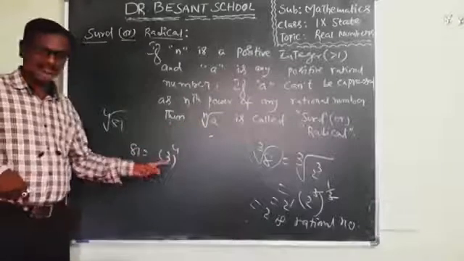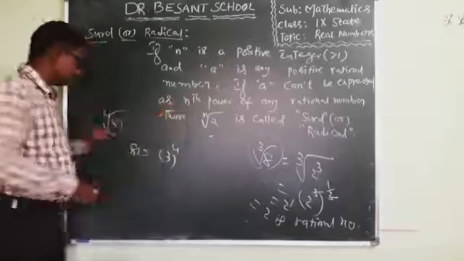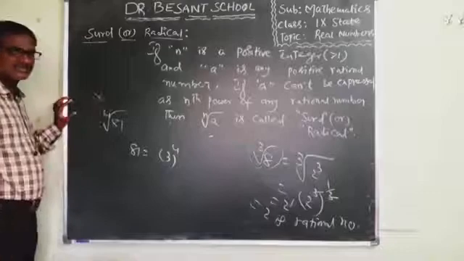That is 3. So 3 3s are 9, 9 3s are 27, 27 3s are 81. So it is not a surd.